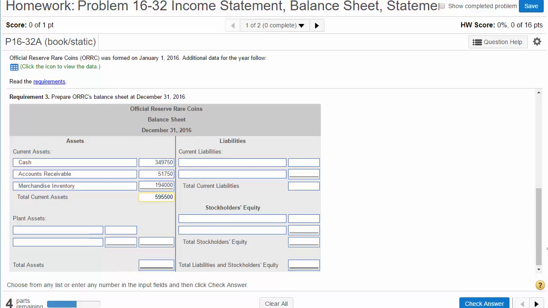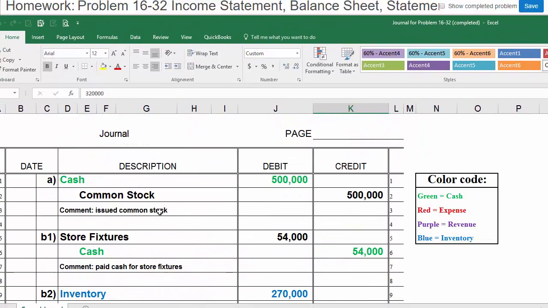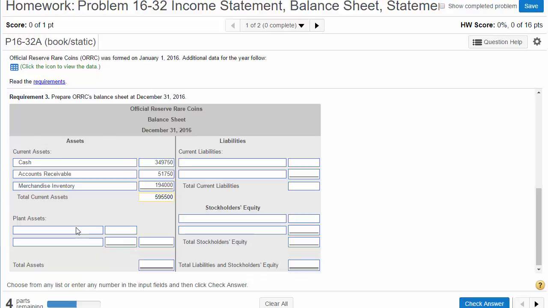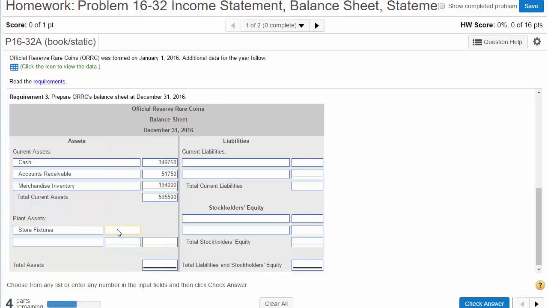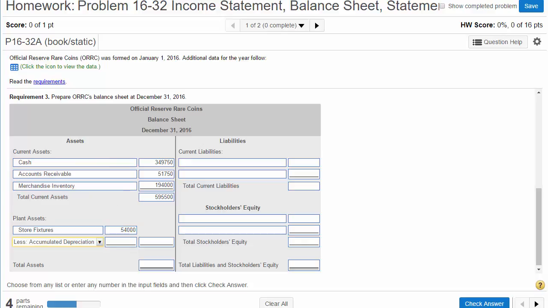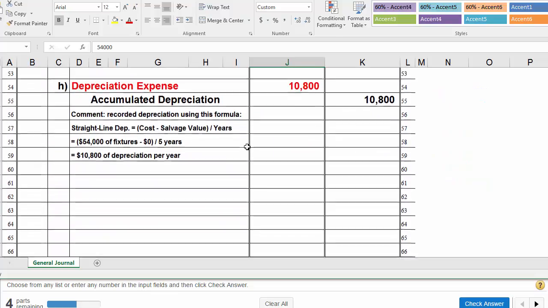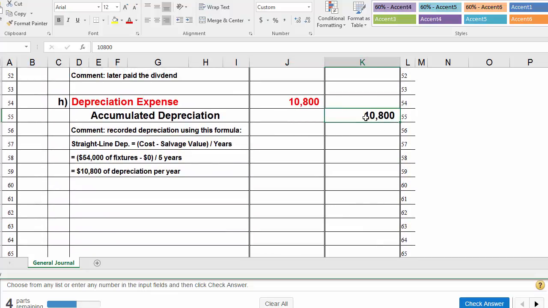Okay, now we need to find our plant assets. And the only thing that was depreciable that this company bought are these store fixtures, $54,000. Now we also have to show how much depreciation has accumulated. So we're going to subtract less accumulated depreciation, and that was at the end of our journal. Our accumulated depreciation is right here, $10,800.